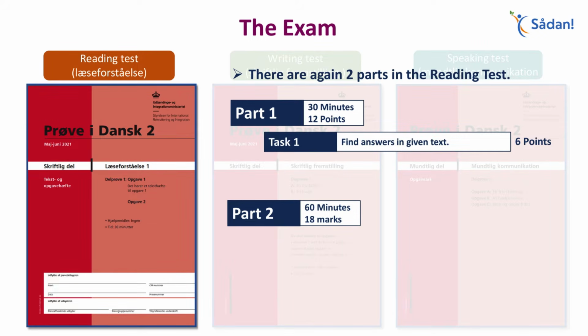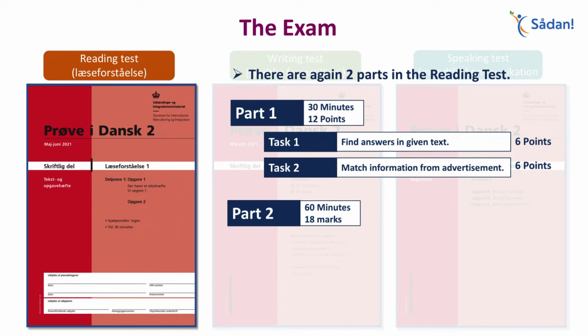In Part 1 of the reading test, there are two tasks given. In Task 1, you need to find answers to a question in a given text. They will provide a booklet with some information and you need to find answers for given questions in the booklet. There are 6 questions like this, which carry 6 points. That is 1 point each.